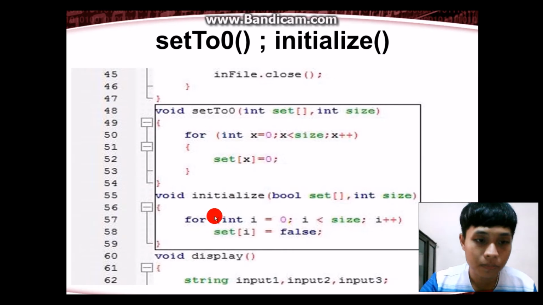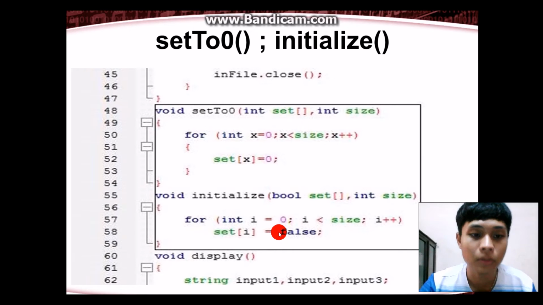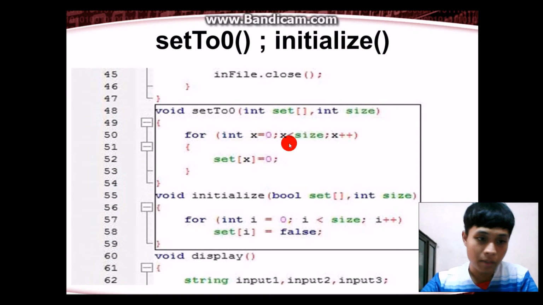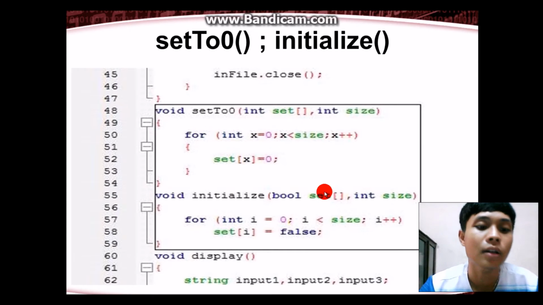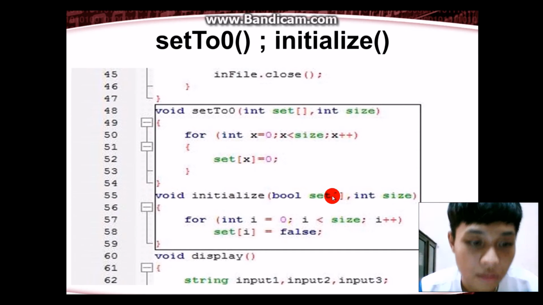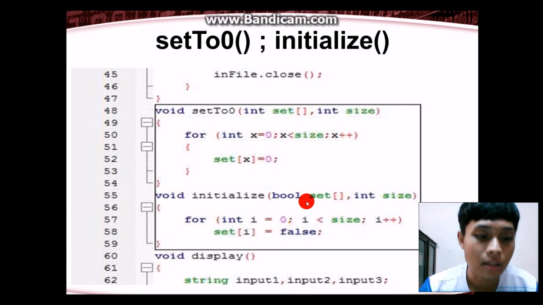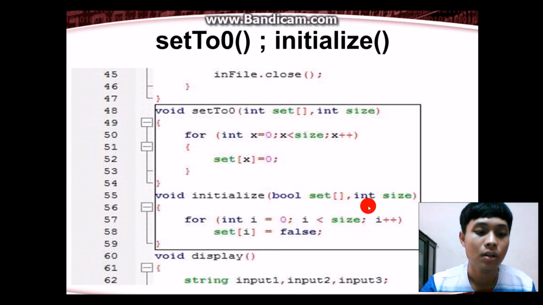I use a for loop for both functions. I thought of these functions because when Thanh Thiên was working on the display function, we found that the data in the arrays were all a random value. So, to sort the data more easily, I thought of setting all the data to 0 and false, so that when the data are input, it will change, and we will have two kinds of data.